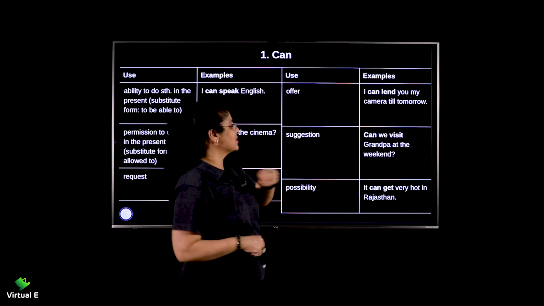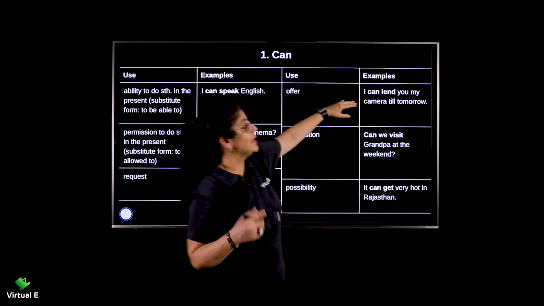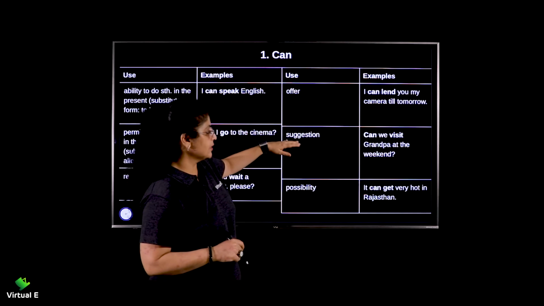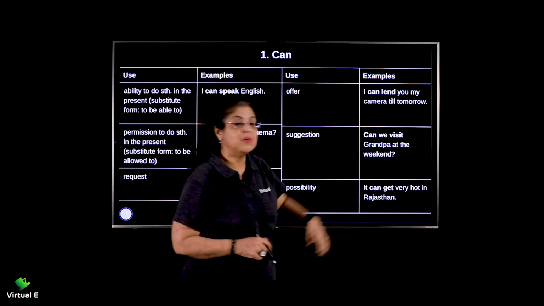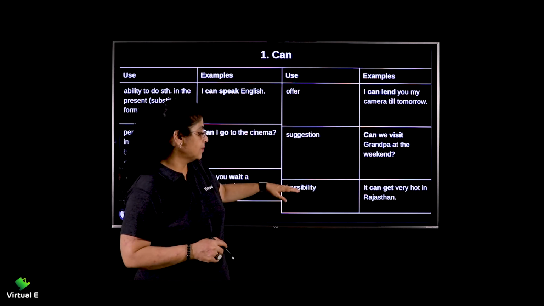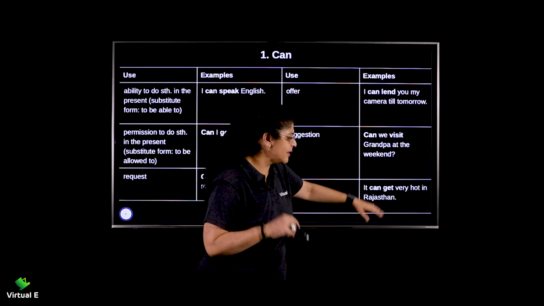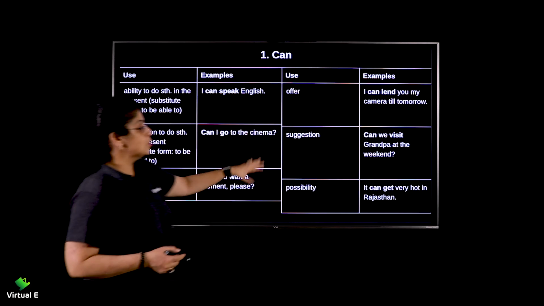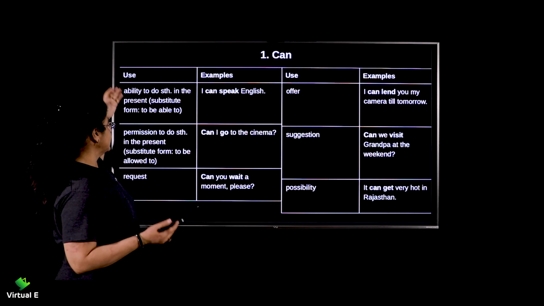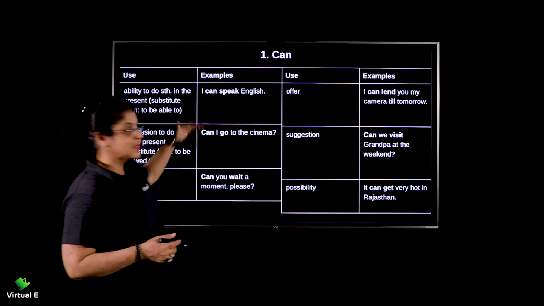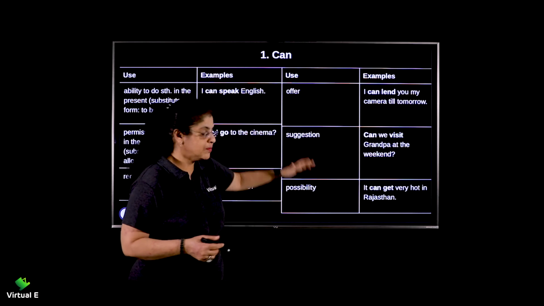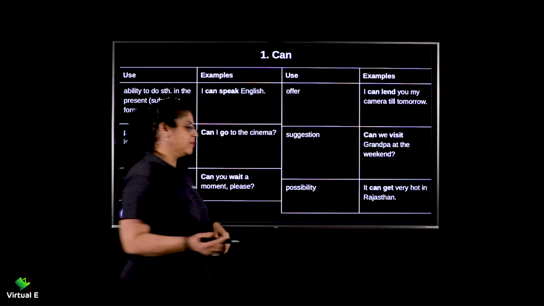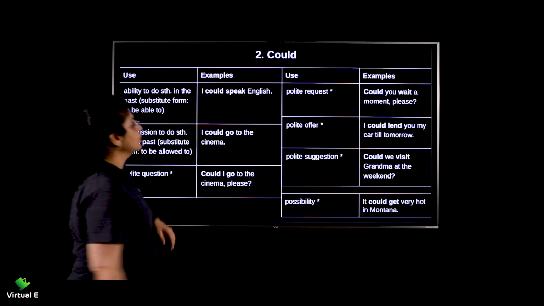Offer. I can lend you my camera till tomorrow. Suggestion. Can we visit grandpa at the weekend? Possibility. It can get very hot in Rajasthan. Now you see the different ways. So it is the ability, it is permission, it is request, offer, suggestion, possibility. There are different ways you can use this one modal verb can. Let's look at the next one.